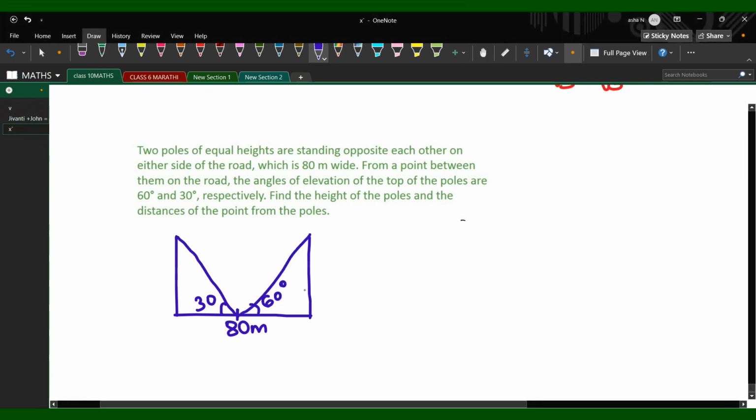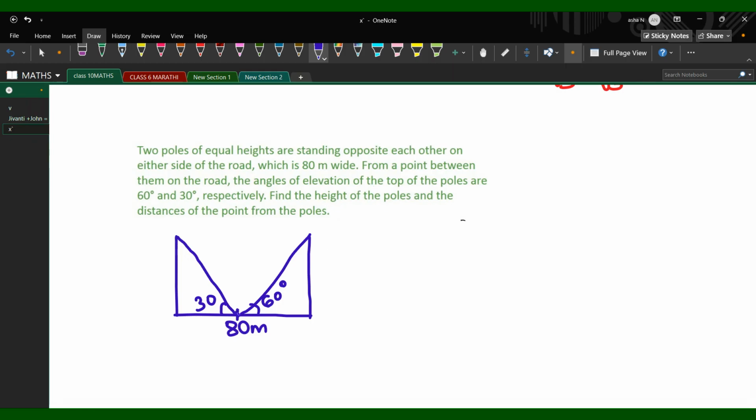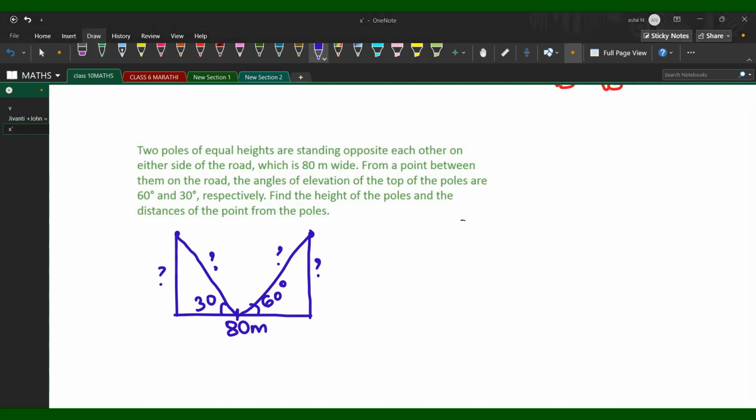First they are telling us to find the heights of the pole and the distance of the points, okay, from the pole. So this measurement we have to find out, this measurement height of the pole we have to find out.